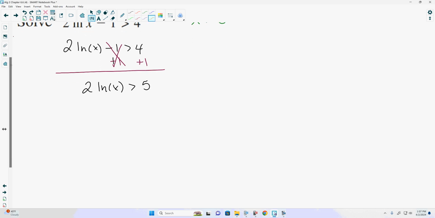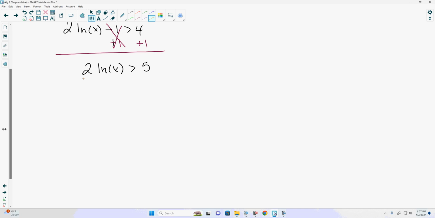Then what would we do to get ln by itself? Divide by 2. Because here our 2 and 2 would cancel, telling us the natural log of x is greater than 5 over 2.